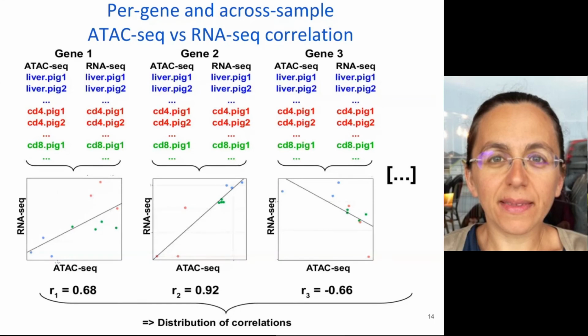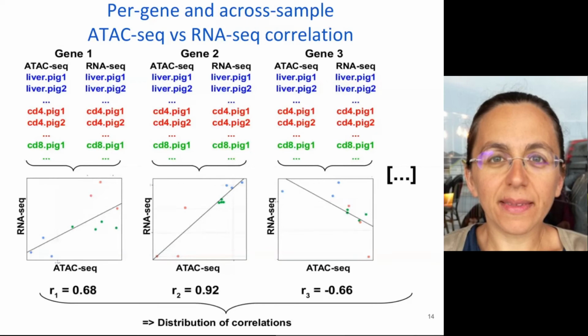For each gene, we have these values, and then we can do a correlation across these 11 points. Here I'm showing on the bottom some possible configurations. You can have a good correlation of 0.68, or even better in the middle, 0.92, or you can also have a negative correlation, -0.6. And what we do is plot this distribution of correlation for all genes. So this is on slide 15.